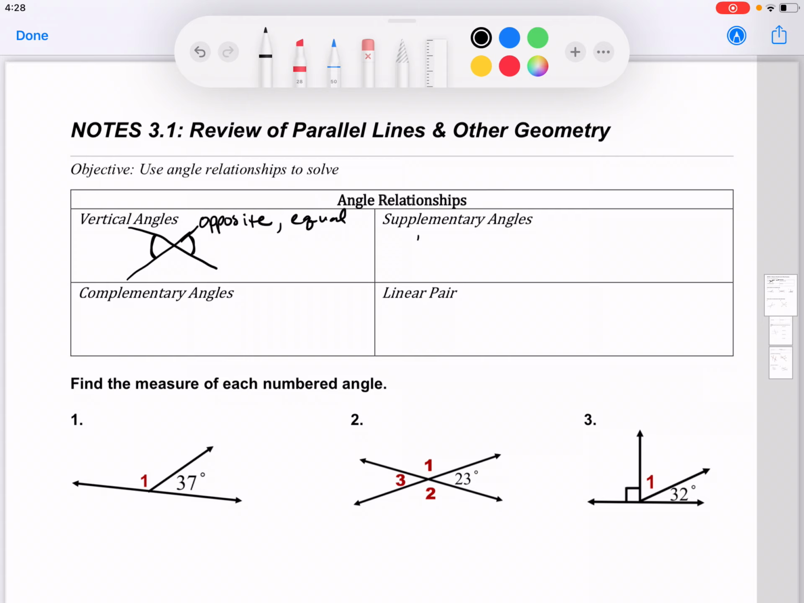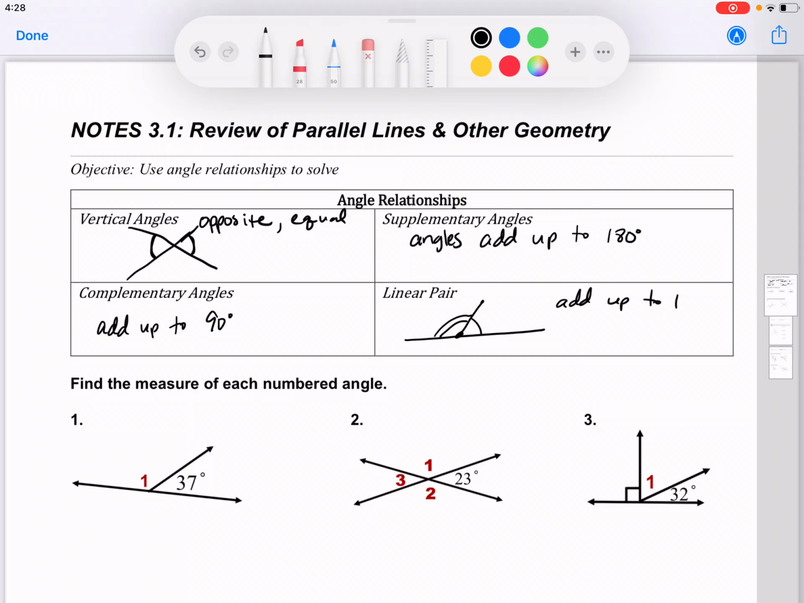Supplementary angles are angles that add up to 180 degrees, while complementary angles add up to 90 degrees. Okay, and then a linear pair is just a pair of angles that are on a line, so they share the same vertex. The vertex is this right here. So this right here would be a linear pair, and these are the two angles right here. They likewise add up to 180 degrees. Okay?